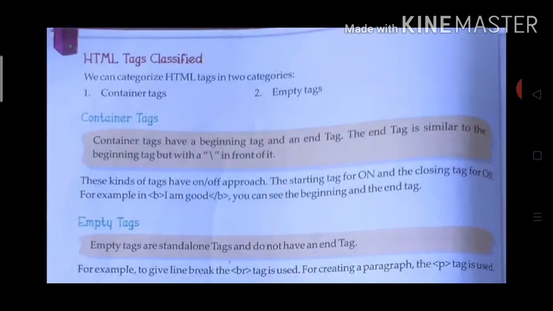Next point, HTML tags classified. We can categorize HTML tags in two categories. First is container tag, second is empty tag. Now discuss container tags. Container tags have a beginning tag and an end tag. The end tag is similar to the beginning tag but with a forward slash in front of it.